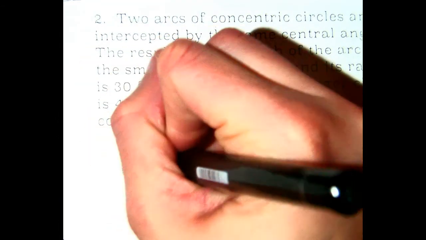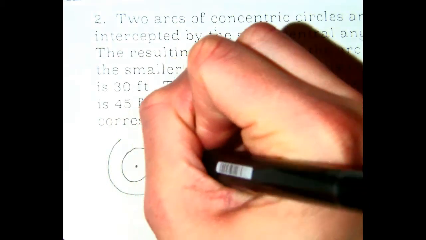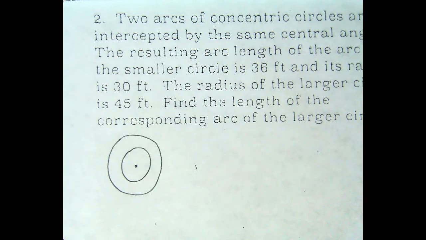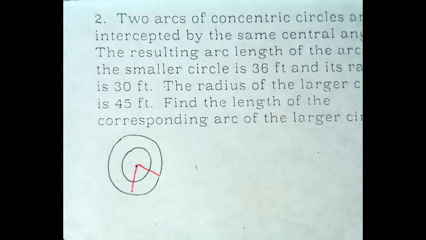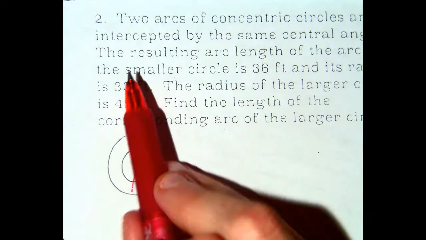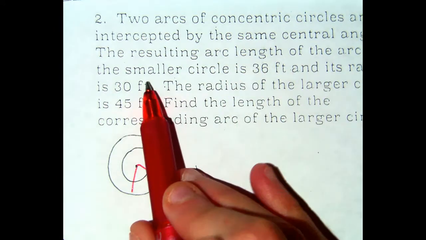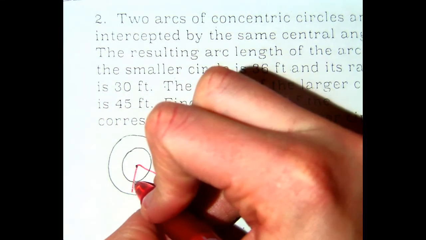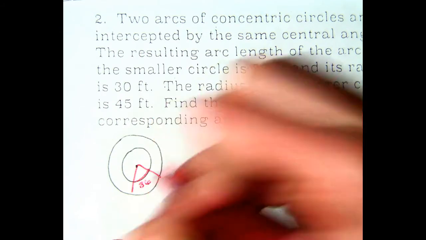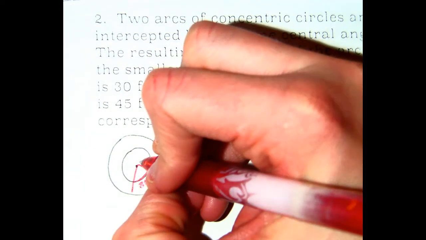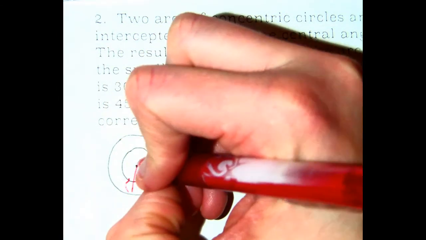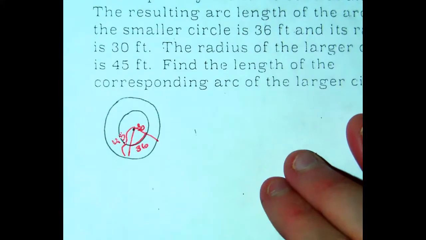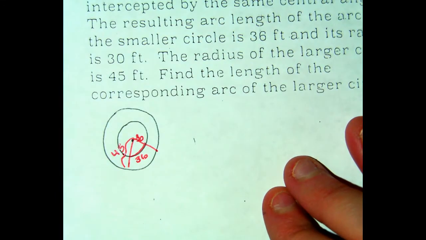Again, I got 2 concentric circles. That's way better. The resulting arc length of the arc of the smaller circle is 36 feet. I now have this one, 36. And its radius is 30. The radius of the large circle is 45. I need to find the arc of the larger circle.